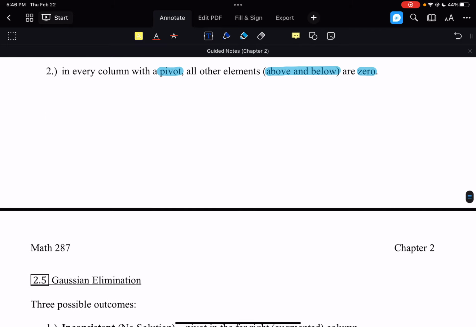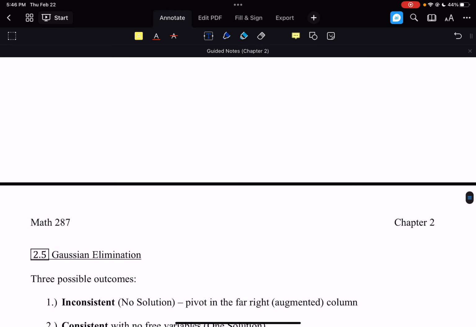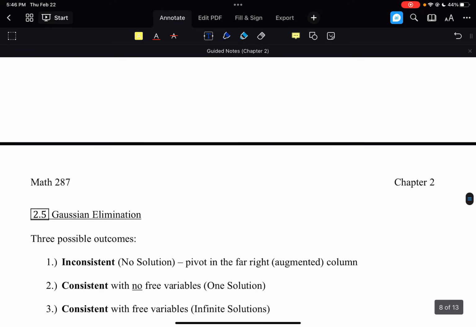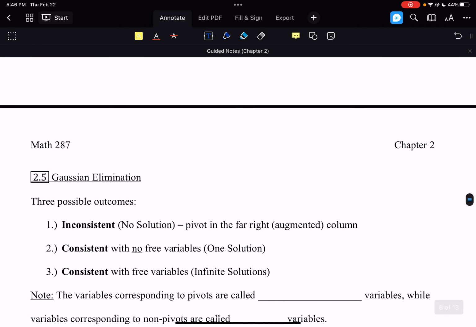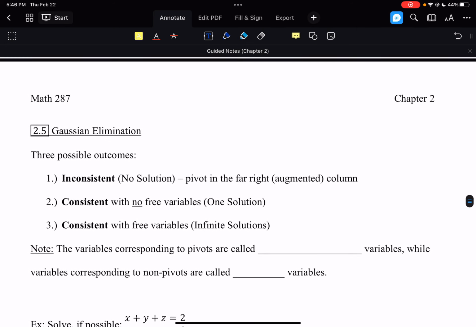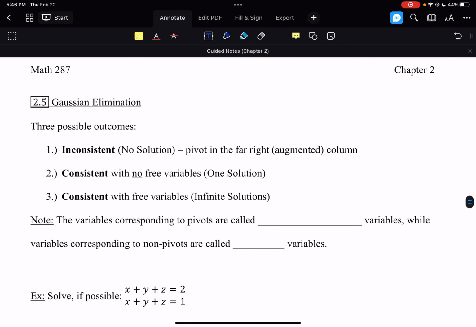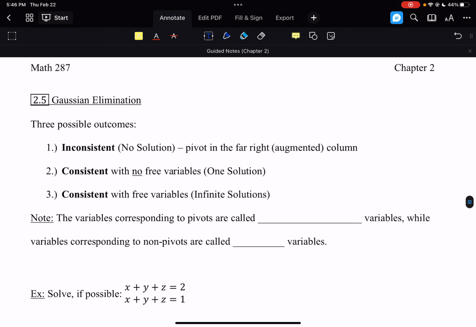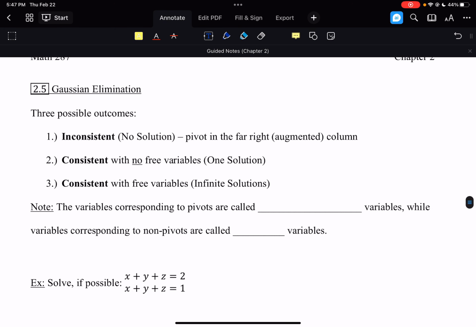All right, so that is our introduction to the concept of EROs and row echelon form. Now in section 2.5, we're going to look at how we can use those to actually solve linear systems of equations. And this is through the method that's called Gaussian elimination. But this is essentially the process of using EROs and row echelon form to solve a system of linear equations. So when you're solving a system like this, there are three possible outcomes. You can have an inconsistent system. That means you have no solution.